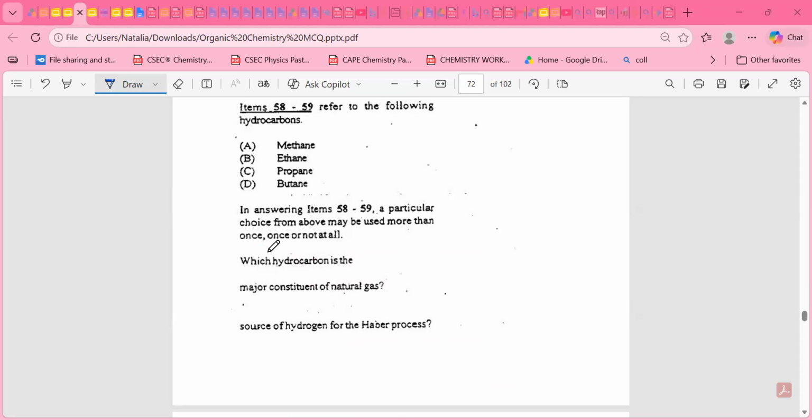Which hydrocarbon? Methane, ethane, propane, butane. Which hydrocarbon is a major constituent of natural gas? It's methane. Source of hydrogen in the Haber process? That's not on the syllabus anymore.